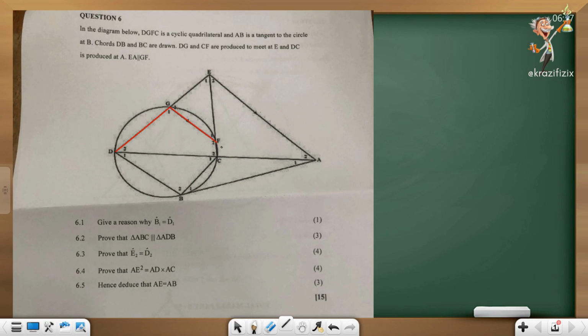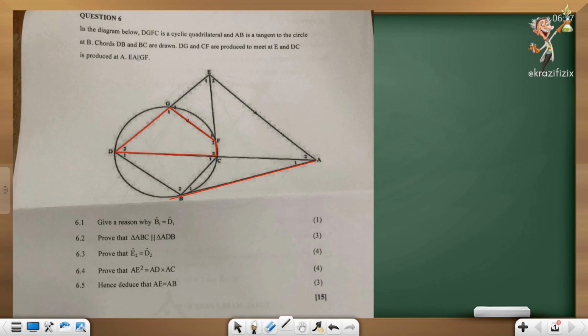DGFC. So if I quickly highlight my cyclic chord there, DGFC. Okay, there's a very tiny line there. It's a cyclic chord. AB is a tangent. Okay, so we have a tangent there, which is AB to the circle. Chords DB and BC are drawn. DG and GF are produced to meet all of that.